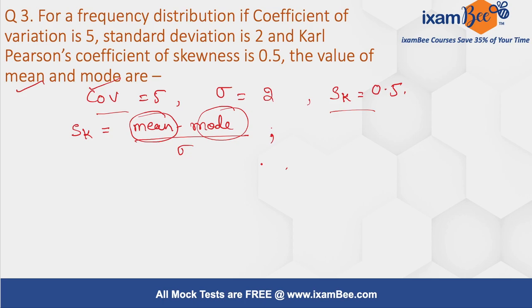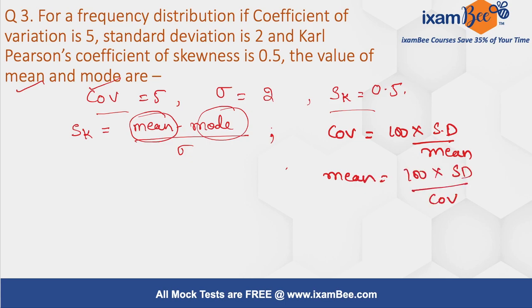Another formula we can use here is the coefficient of variation, that is COV. Coefficient of variation equals 100 into standard deviation upon mean. So the mean will be 100 into standard deviation upon coefficient of variation. Putting the values of the given variables, standard deviation is given 2, coefficient of variation is 5. So mean will be 40, right?